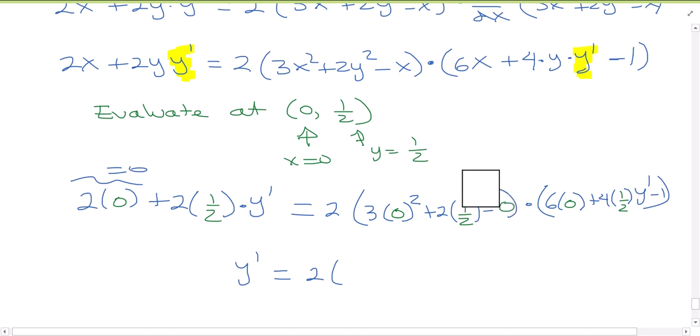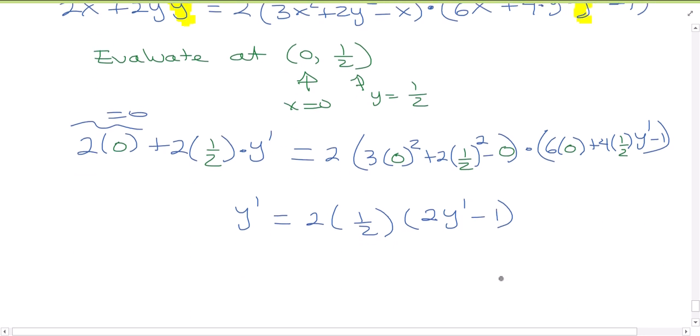that should be squared. I think I was saying 1/2, so I wrote 1/2. So 1/2 squared, right? I'm plugging it in over here. So 1/2 squared is 1/4 times 2, so that's 1/2. So 0 plus 1/2 minus 0, that's just 1/2, times 6 times 0 is 0, so 4 times 1/2 is 2, so I have 2y prime minus 1.